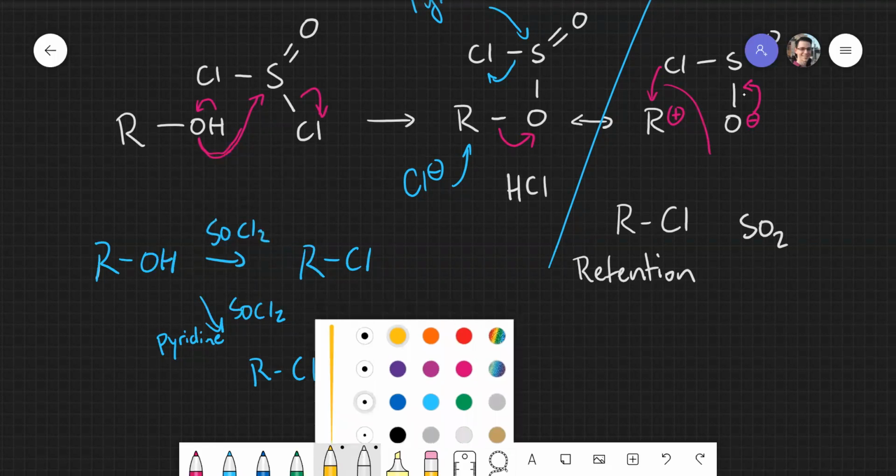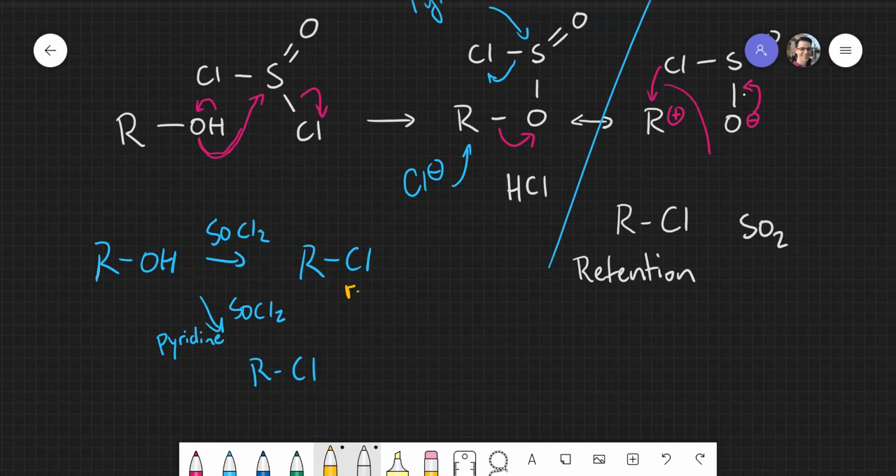Okay, so the first reaction with no pyridine results in retention. When we have pyridine present, we get inversion of the stereochemistry. Okay, it's only relevant, of course, if R is a chiral center, but this allows for two different reactions with SOCl2, one proceeding through SN2 and the other proceeding through the SNI pathway.